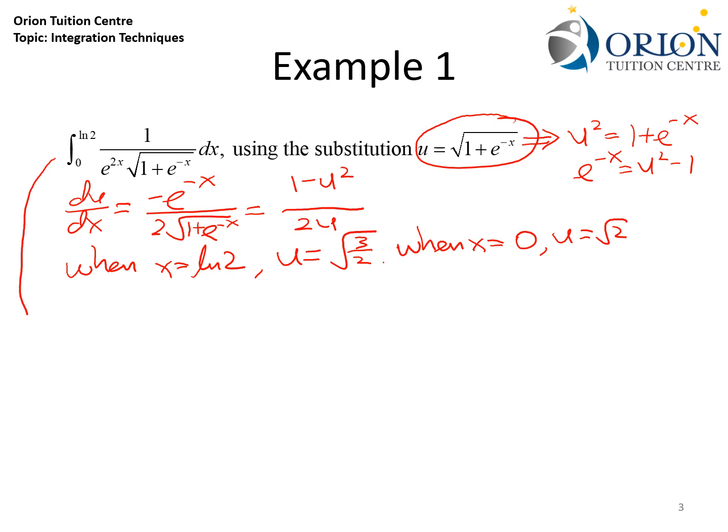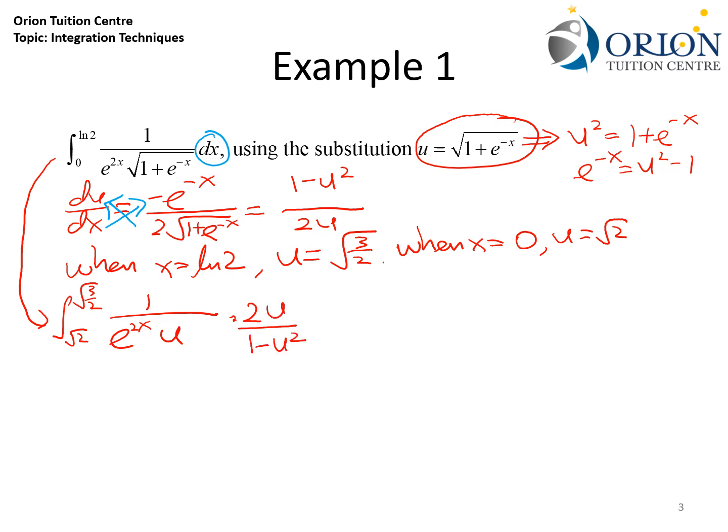This term will become integration from 0 becomes square root 2, ln 2 becomes square root of 3 over 2, 1 over e to the power of 2x times u times, now I need to find out an expression for dx, so I'm going to do a cross multiplication over here, and that gives me 2u over 1 minus u squared times du.